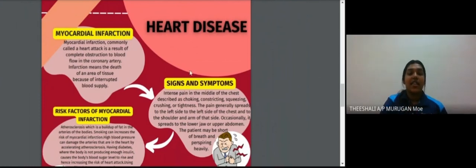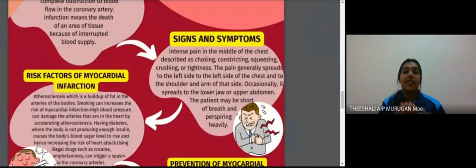Okay, now we're going to see the signs and symptoms. I'm going to zoom in. The symptom is intense pain in the middle of the chest, like you see in this animated picture of a person holding the chest area. It is described as choking, constricting, squeezing, crushing, or tightness. The pain generally spreads to the left side of the chest, to the shoulder and the arm of that side. Occasionally, it spreads to the lower jaw or upper abdomen. The patient may be short of breath and perspiring heavily.